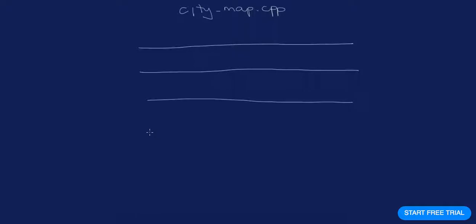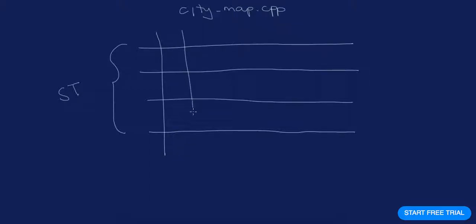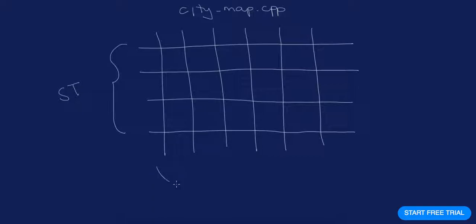The first bullet point says the city has streets that travel east-west, roughly. So these are going to be my streets, and avenues that travel north-south. So I'm going to make 4 streets, and these are my streets. I'm going to make 6 avenues: 1, 2, 3, 4, 5, and 6. So these are my avenues.